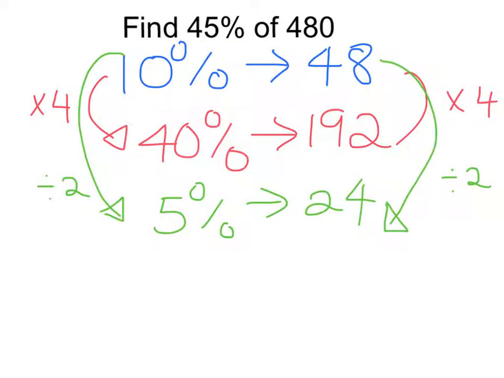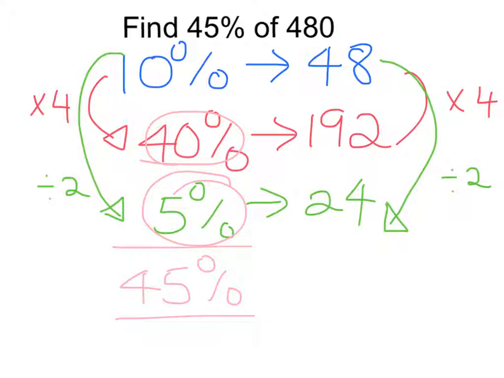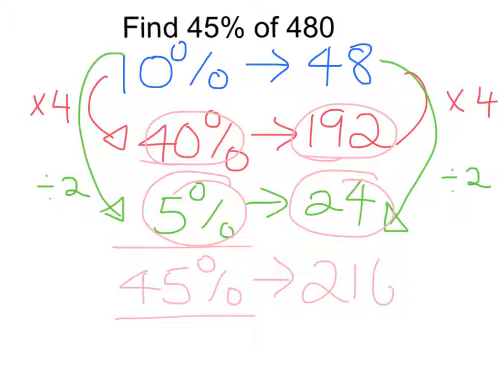So now what we've got is 40% and 5%, and the question wanted 45%. So I have actually found 45% altogether. So now all I need to do is add up this 40% with this 5%, which gives 45%, which is what we're looking for. So I've also got to add up 192 and 24, which gives us 216.